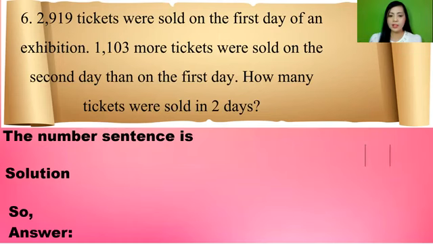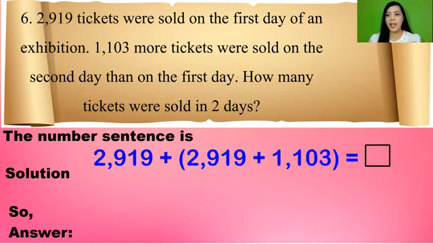I already help you with the number sentence: 2,919 plus, in brackets, 2,919 plus 1,103. You know already how to do it. So stop the video now.